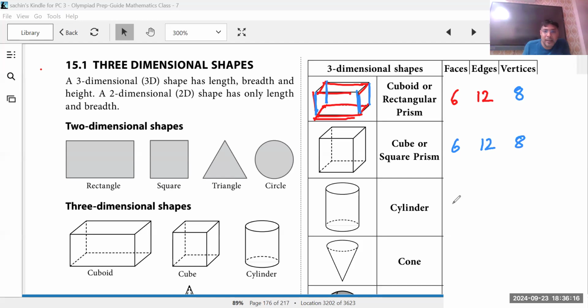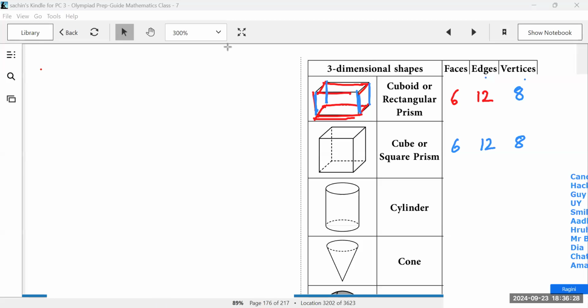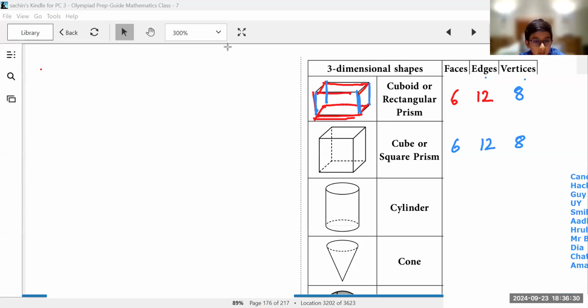How many faces are there? Faces, edges, vertices. Everyone give it in the chat. 1 minute question, guys.